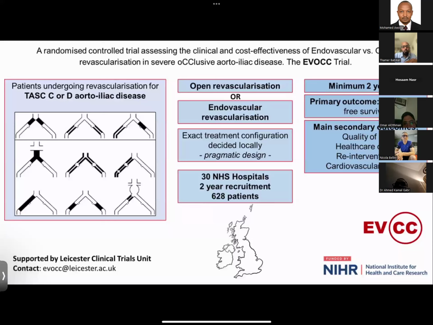And you can see that it's going to be a massive trial involving a lot of centers in the UK. But the big thing is that finally it's a trial that's asking the right question. The primary outcome of this trial is amputation-free survival. And the main secondary outcomes are going to be quality of life, the cost and further cardiovascular events. And as I said, it's identical to the BASIL trial, but for the aortoiliac segment.